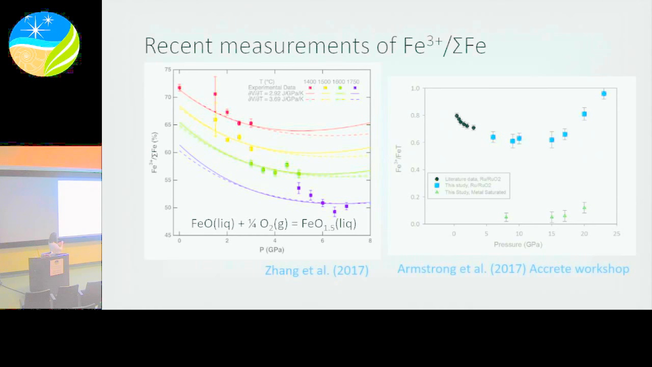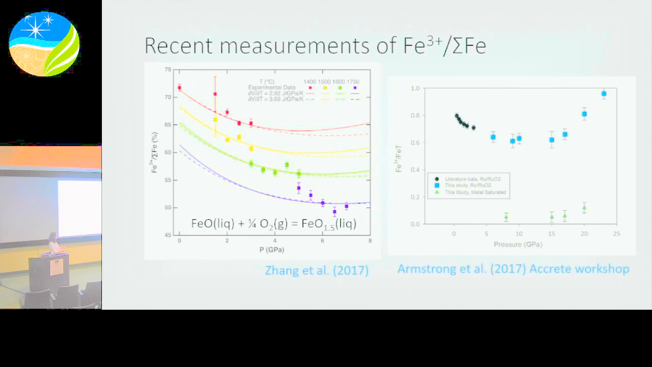And then there's also a group, Dan Frost's group at Bayerisches Geoinstitut, this is Kat Armstrong, who has been working on this as well, and she's gotten up to even higher pressures. So this is unpublished work. I understand that she's about ready to publish it, which I'm really excited about, because she's been working on this for a little while. But what she's found is that there is this sort of decrease in the iron 3+ abundance up to about 10 GPa. And then there is this increase once you get up to higher pressures. So she's gone up to about 22 GPa.